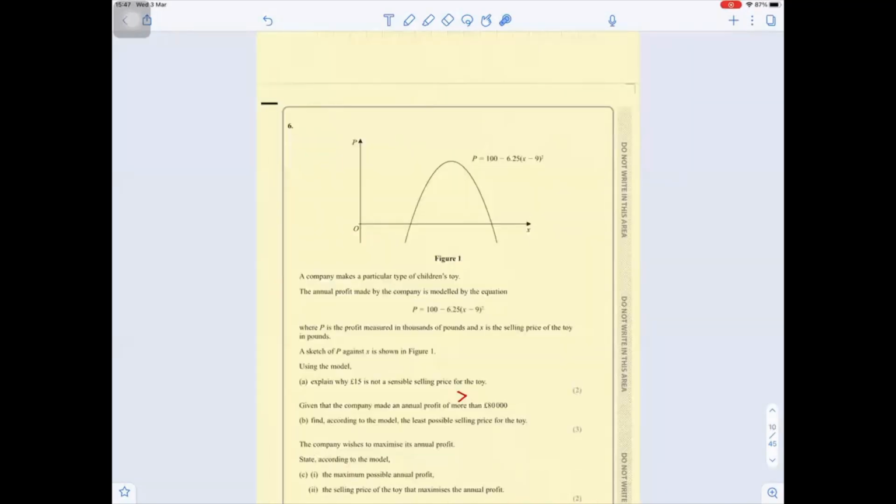Question number 6. A company makes a particular type of children's toy. The annual profit made by the company is modeled by the equation. Part A, explain why £15 is not a sensible selling price for the toy.